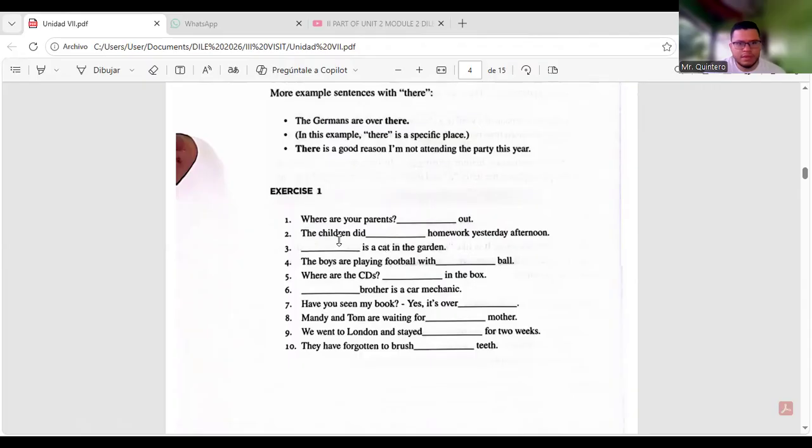Example, where are your parents? Y aquí vamos a trabajar con estos ejercicios. Where are your parents? Vamos a ir completando con cada uno de ellos.